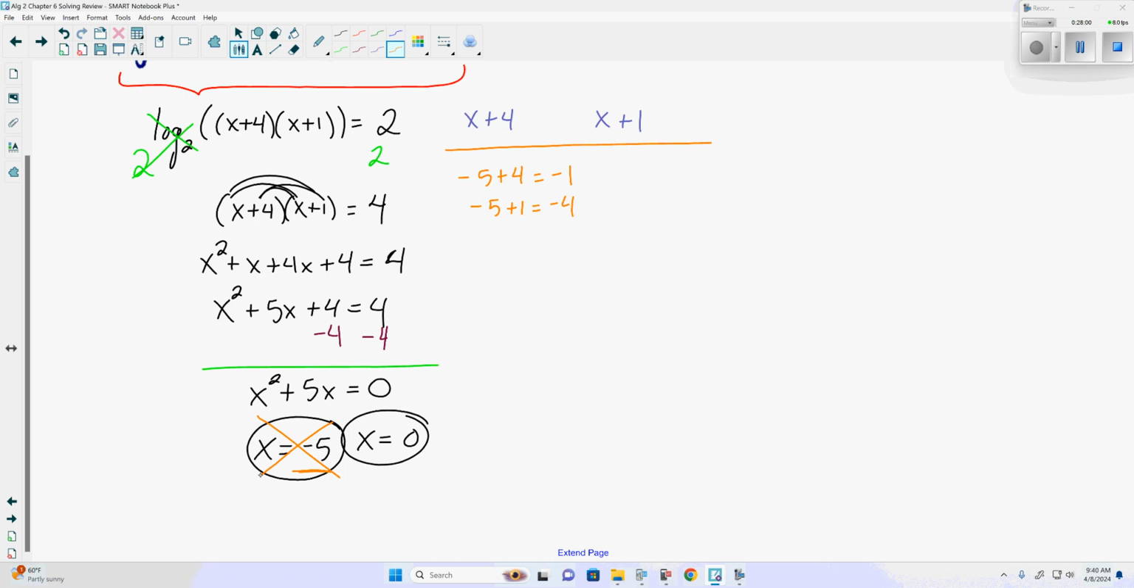We could type the whole thing in, log base 2 of -5 plus 4, and do it all the way through. It would just tell us domain error. It doesn't work. We can check with 0. 0 plus 4 is 4. 0 plus 1 is 1. That works. Because even though x is 0, when we plug it into each of the expressions, we get a number that is not 0 or negative. So x equals 0 works. Question?